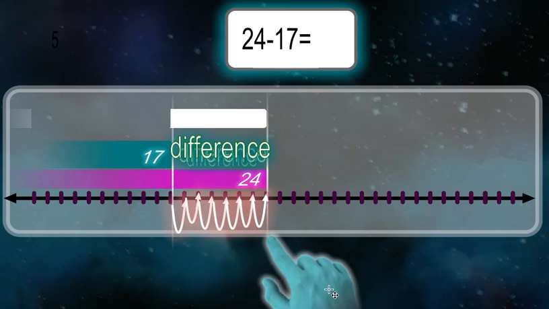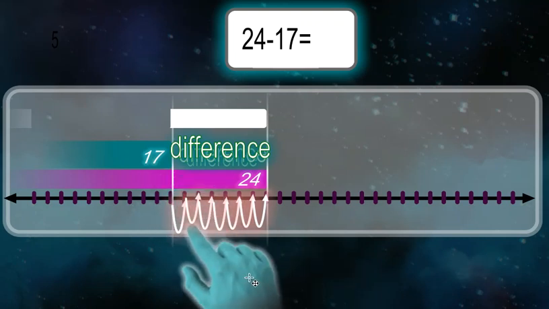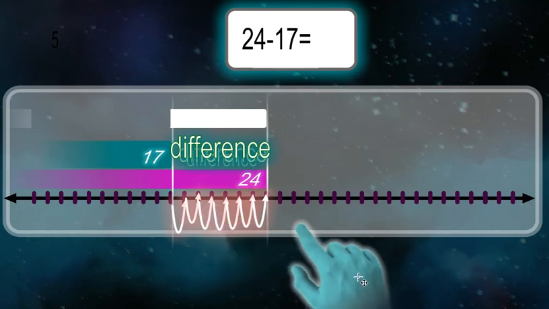How many steps was it? Well, how many steps does it take from 17 to get to 20? Well, we know that's 3 and then 4 more. So 3 and 4 must make 7. So the difference here is 7. Can we check that? Sure we can.